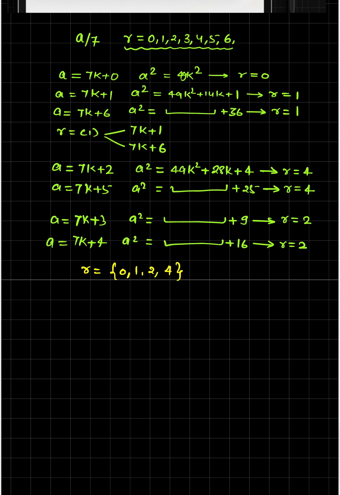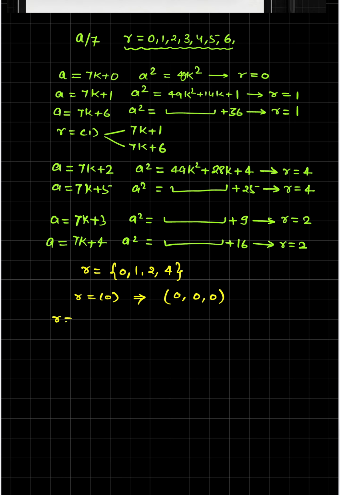So remainder 0 we are going to get only in one case, when we choose a to be a multiple of 7, b also a multiple of 7, and c also a multiple of 7. So that is the only case when the remainder of a square is 0, remainder of b square is 0, and remainder of c square is 0, right? So this is the case we are getting.